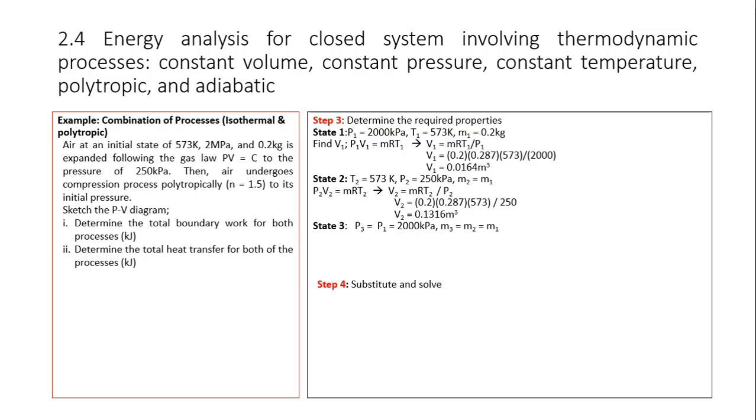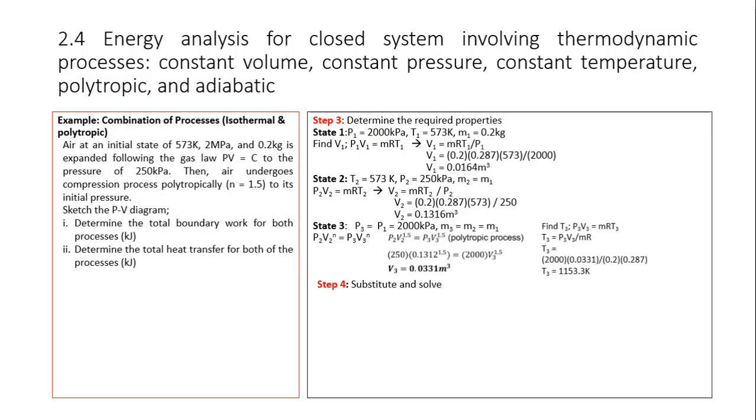For state 3, since it's part of the polytropic process, to calculate volume 3 we have to use the polytropic relationship equation. Here we use the relationship between P and V because that is where most values are given in the question. Using the polytropic index 1.5, we substitute the values into the equation and calculate V3, and only then, using the ideal gas equation PV equals mRT, can we calculate T3.